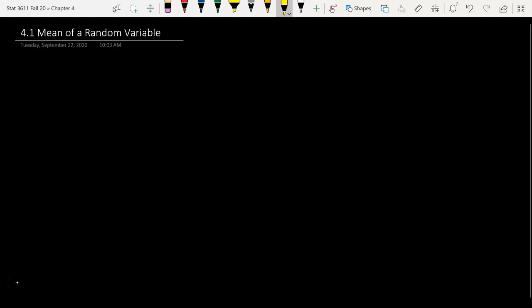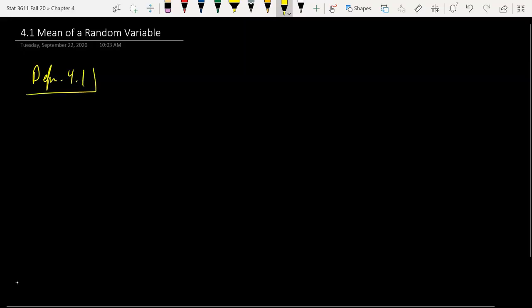All right, let's start talking about some properties of random variables. And we'll open up with definition 4.1 here. Let x be a random variable with probability distribution f of x.